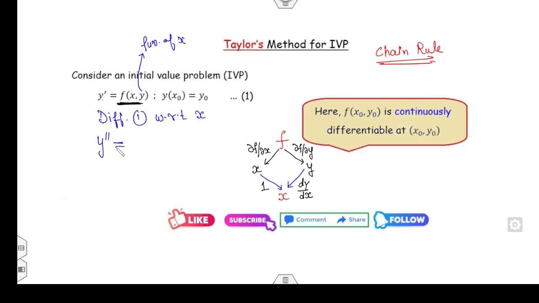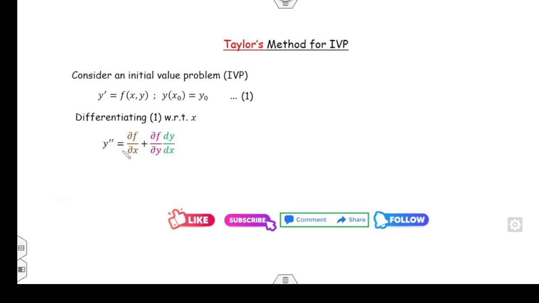Therefore, for y double prime, how many ways do you have to go from f to x? One way is you can go in this direction, which gives del f upon del x into 1. The second way, you can go from f to y and then y to x, which gives del f upon del y into dy over dx. That's the value of y double dash.